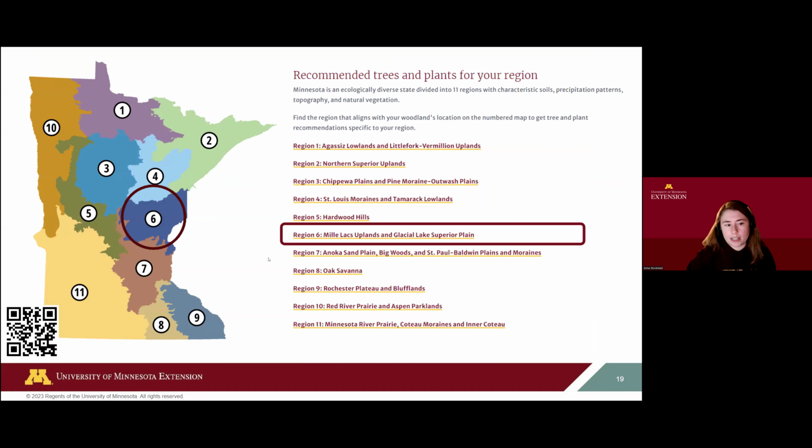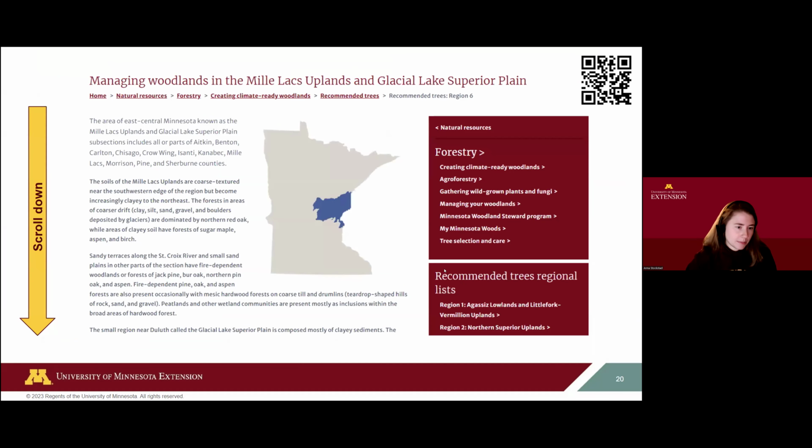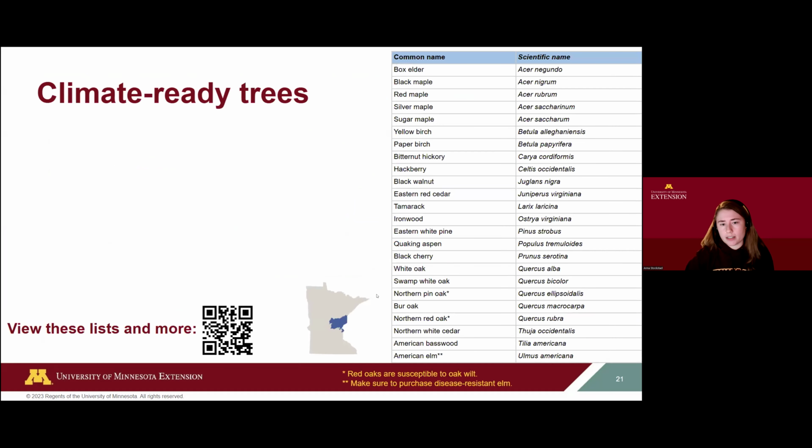And just like Devon said, Isanti County is lucky, and that's kind of split in between regions 6 and 7 on this map. But just as an example today, I'm going to be highlighting region 6, which is the Mille Lacs Uplands and Glacial Lake Superior Plain. So you can click in there. And you're going to find some context related to the landscape in general, like forest history of that region. But when we scroll down, we're going to find the lists of climate-ready tree species, climate-ready understory plants, and then those refugia species.